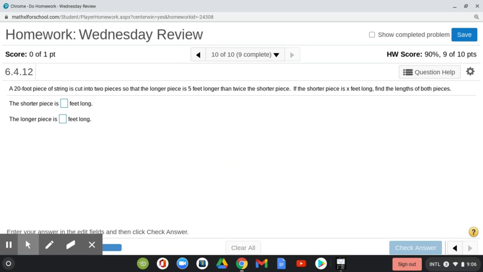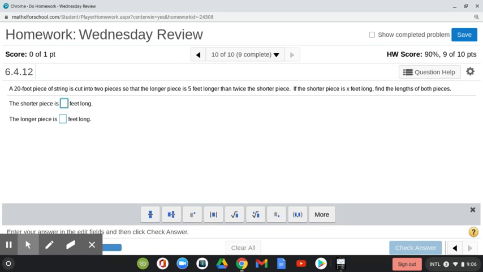Okay, last but not least, you have a 20-foot piece of string that's cut into 2 pieces so that the longer piece is 5 feet longer than twice the shorter piece. If the shorter piece is x feet long, find the lengths of both pieces. Okay, so I'm gonna just type in my work here, and then I'll fill in the answers.